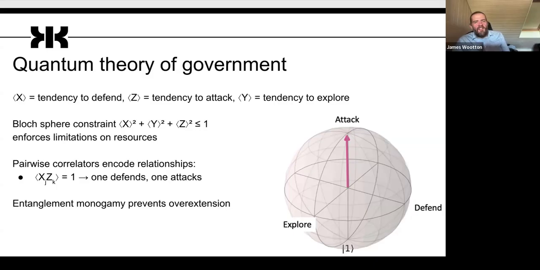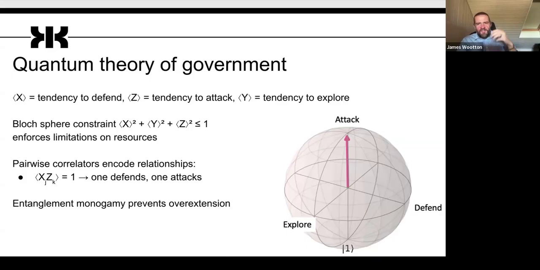And there are constraints on this. A country cannot spend all of its resources on everything. It has to prioritize different things. And so that natural constraint within the game is mirrored by the constraint on the Bloch sphere that x squared plus y squared plus z squared cannot be greater than 1. So you're taking a constraint that exists within the game, that you have to share out resources, and you map that to a constraint that exists within qubits on the radius of the Bloch sphere.